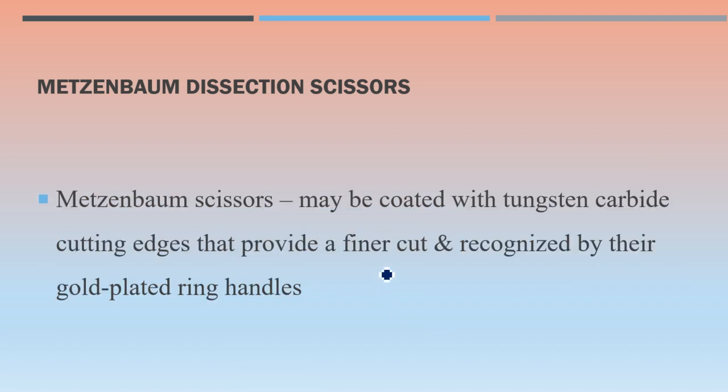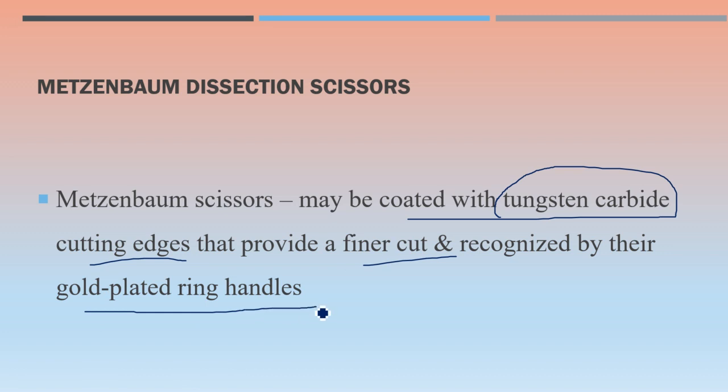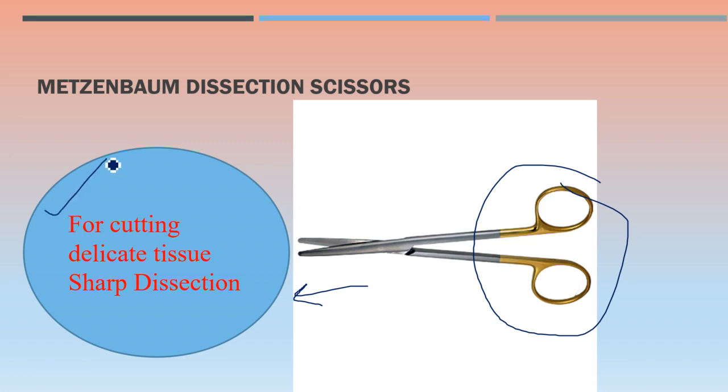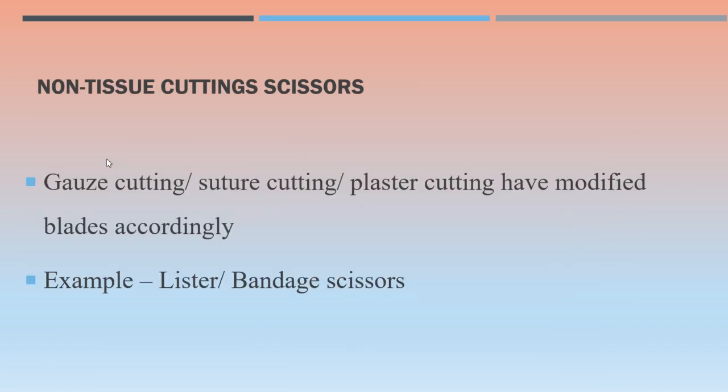And Mason-Baby scissors may be coated with tungsten carbide. Again, a very important MCQ question. The cutting edges provide a finer cut, and they are recognized by their gold-plated ring handles. You must have seen these gold-plated handles here, right? This is a straight one, and it is used for cutting delicate tissue and for sharp dissection. Mason-Baby dissection scissors, right?